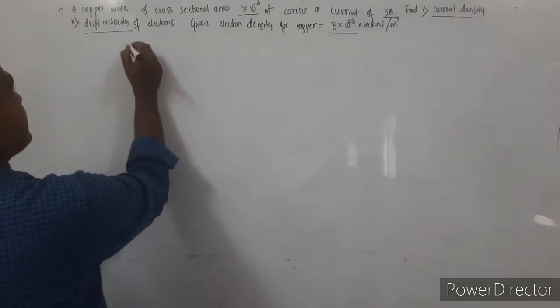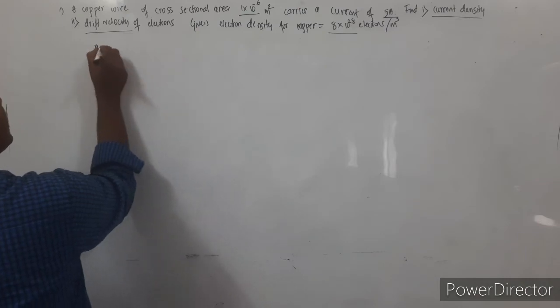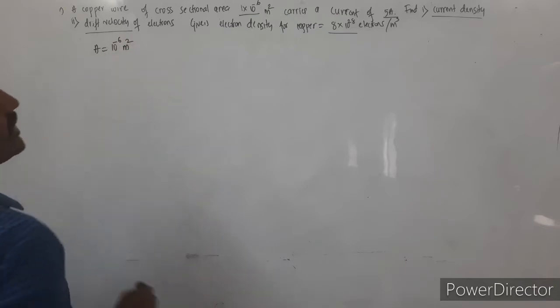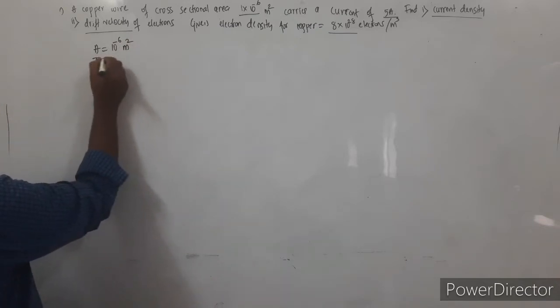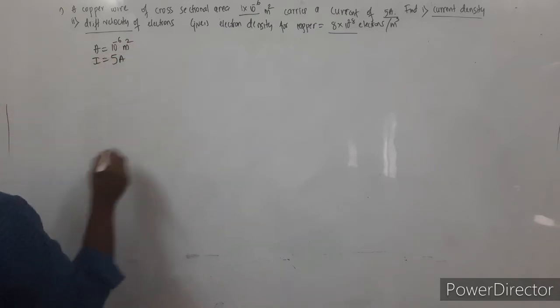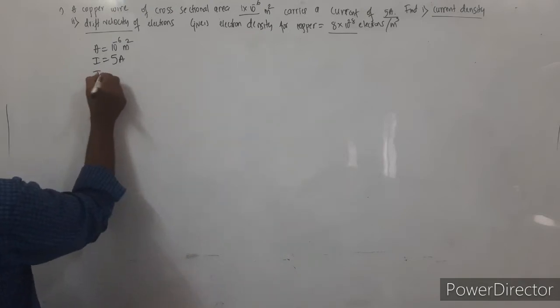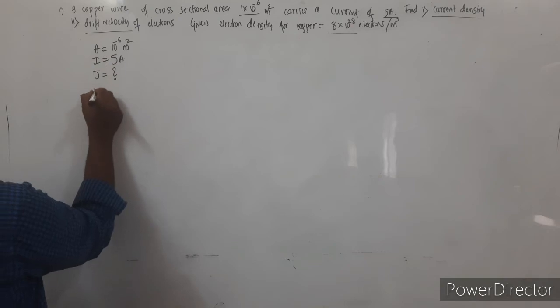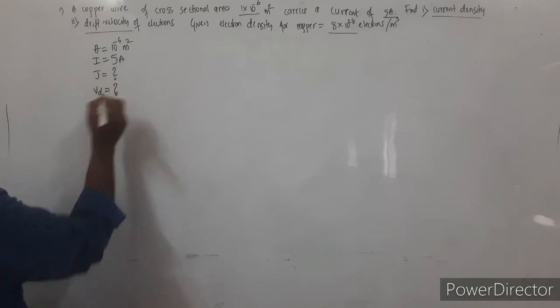Okay, first let us write down the data given. We have the area equal to 10 raised to minus 6 meter square, and the current is given to be 5 amperes. We have to find out the current density, that is capital J, and second, we have to find out the drift velocity.